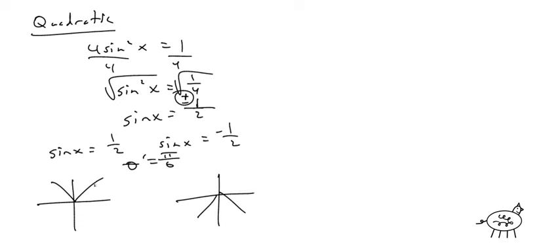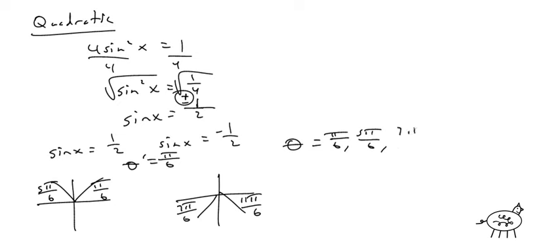So for this guy here, it's pi over 6, pi minus pi over 6, or 5 pi over 6. For the negative, it's pi plus pi over 6, or 7 pi over 6. And this is 2 pi minus pi over 6, or 11 pi over 6. So those are my answers, math fans. Theta is equal to pi over 6, 5 pi over 6, 7 pi over 6, and 11 pi over 6. Okay, it's not too bad. Just don't forget the plus and minus.